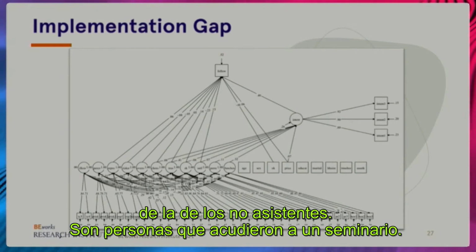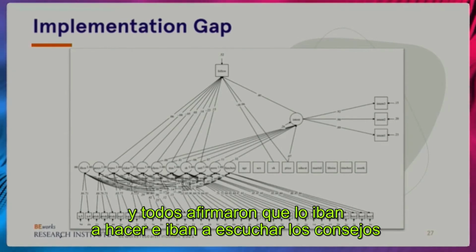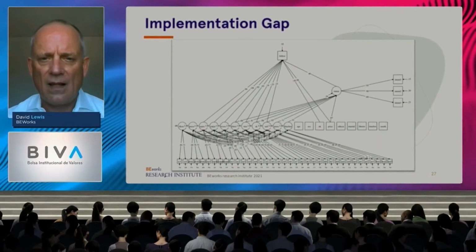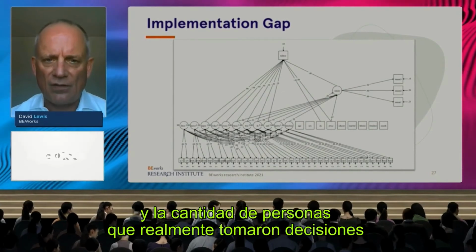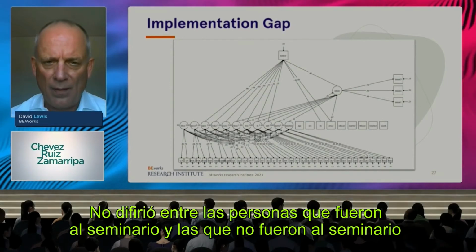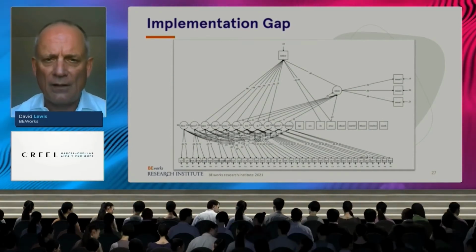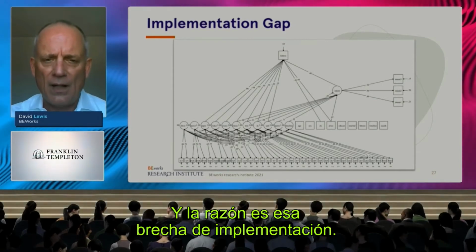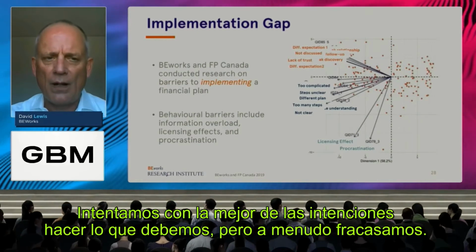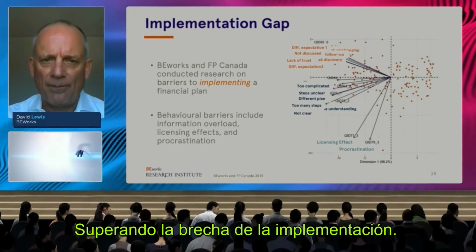These are people who went to a seminar, were given all kinds of investment advice on what to do with their 401k, and they all claimed that they were going to do it and they were going to listen to the advice, and yet the amount of people that actually made decisions that were in their long-term interest didn't differ between the people who went to the seminar and the people who didn't go to the seminar and didn't hear any of that information. And the reason is that implementation gap. We try with the best of intentions to do what we should, but we often fail. How do you overcome the implementation gap?